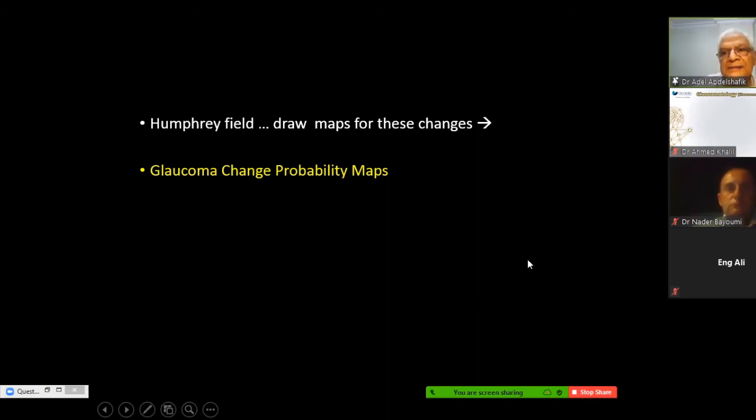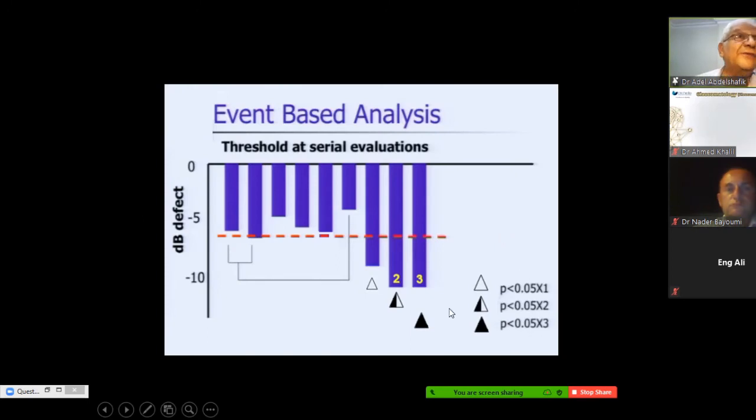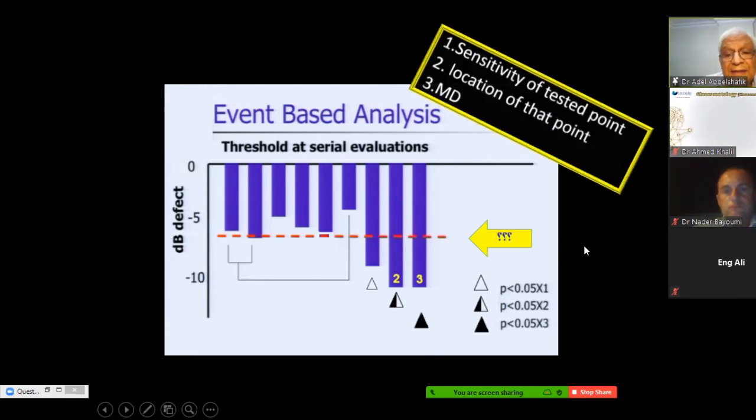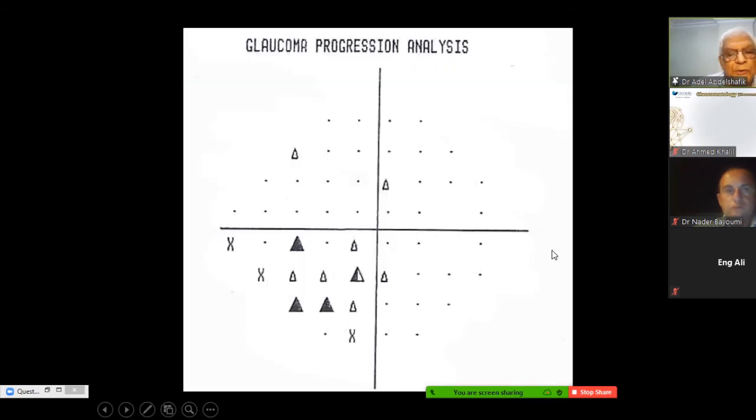The company makes such a map and then decides a certain level for each location. If this is the first 2 examinations, and this is the following examination for each point, once one of these examinations exceeds the limit, you get this triangle. If it is repeated twice exceeding this limit, you get this triangle. If 3 times, you get this triangle. What is this limit? This limit depends on the sensitivity, depends on the location, depends on the mean deviation. And this is what you are going to get.